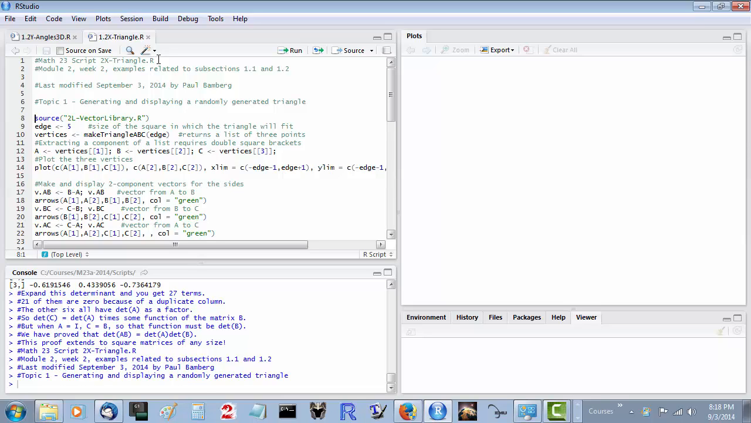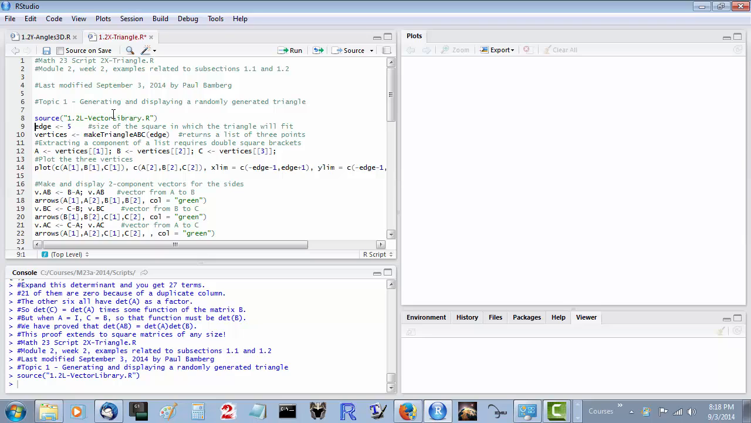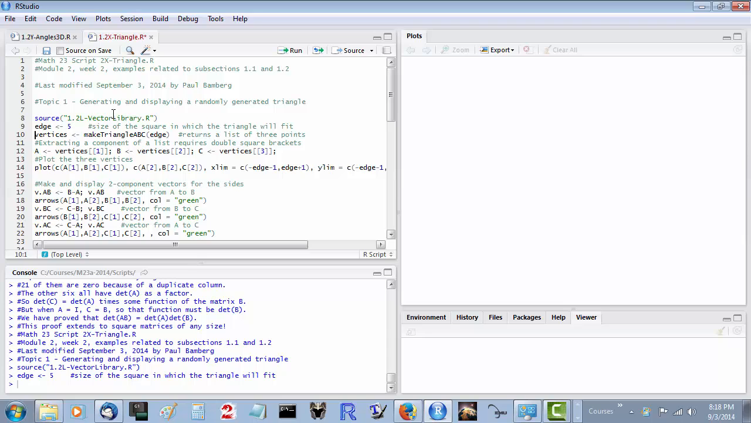We'll use the vector library again, changing the name so that it's correctly 1.2L. And the first thing I'm going to do is make a triangle that fits into a square of side 5 but isn't too squished. I've written a little function to do this. You don't have to worry about the details. It just keeps trying till it gets a triangle with a big enough area.